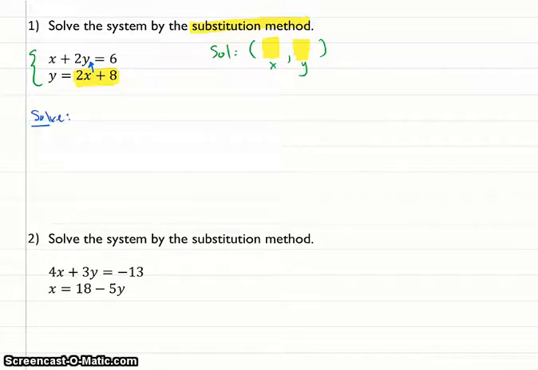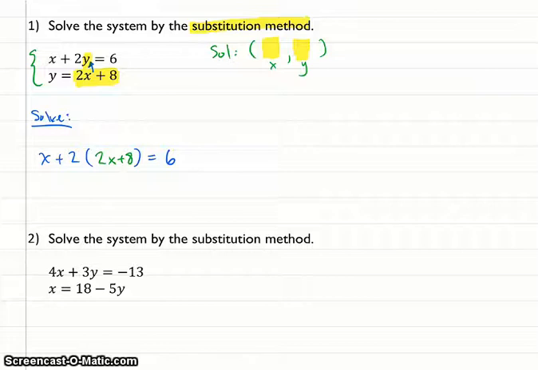So we're going to get x plus 2y, right? I'm just looking at that y. So instead of y, I'm going to plug in that expression from the second equation. So we're going to get 2x plus 8, and we're going to plug that in right there, is equal to 6. So all I'm doing is just rewriting this expression, but substituting 2x plus 8 for y.